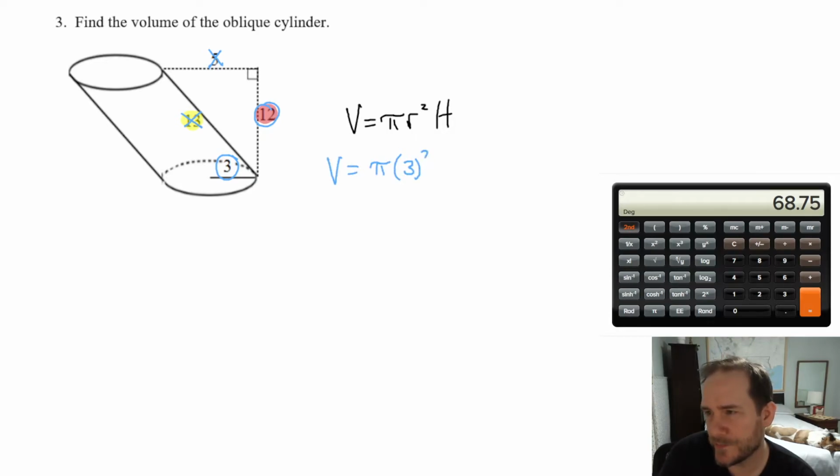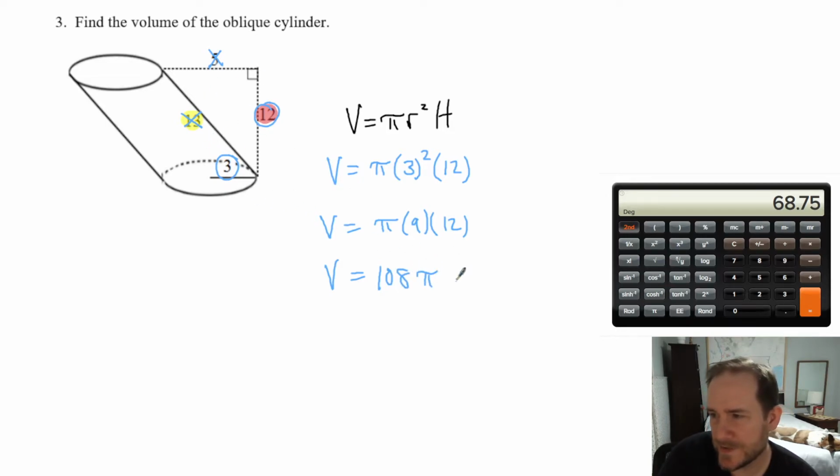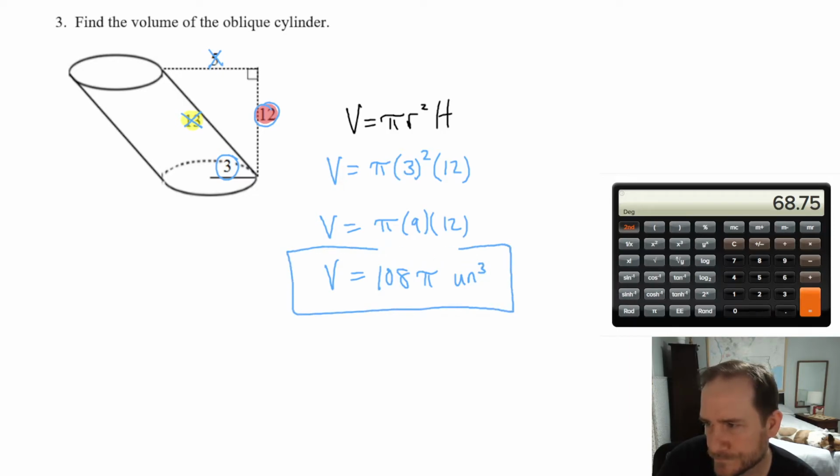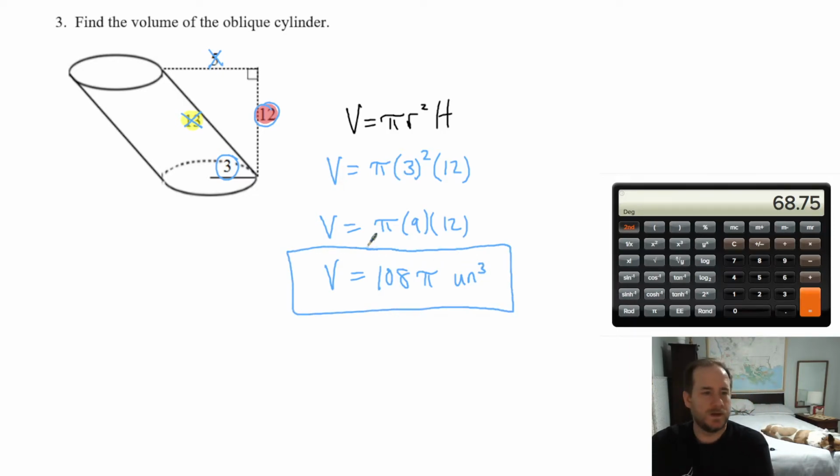Radius is 3, we'll square that. We'll plug in the height of 12. So apparently we're looking at pi times 9 times 12. I believe that's 108. And I don't see any units, so I'll just say cubic units. That's 3. Let's do 4.